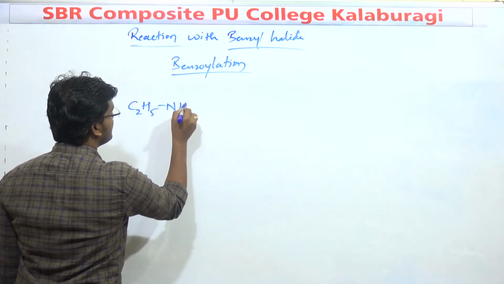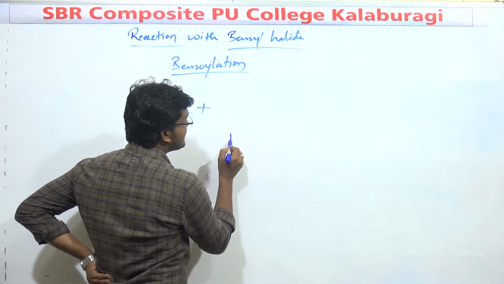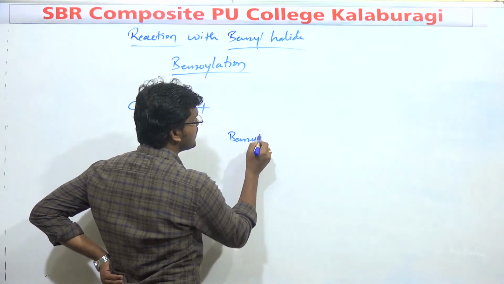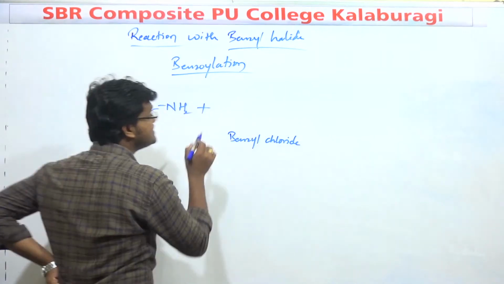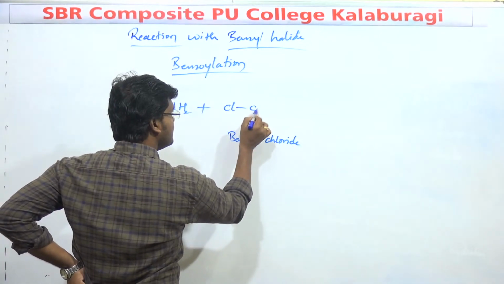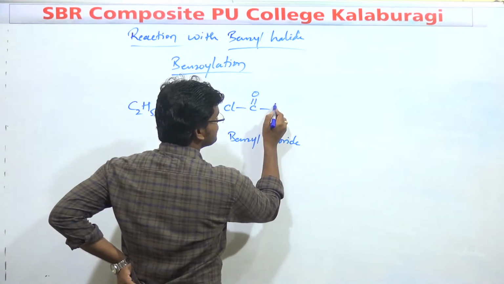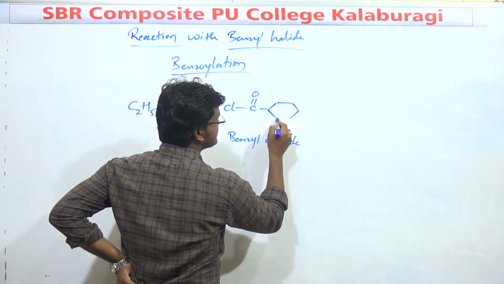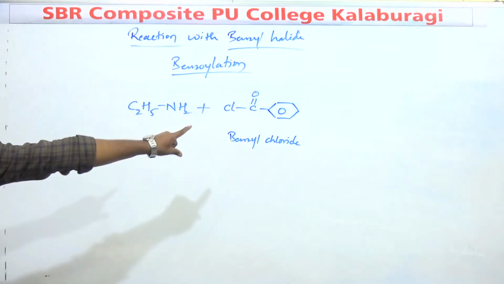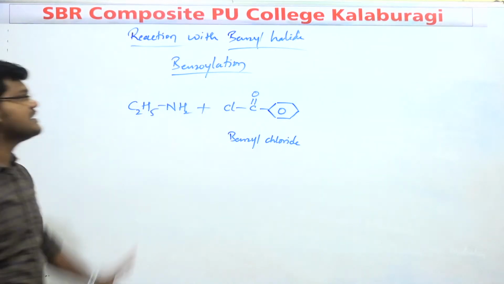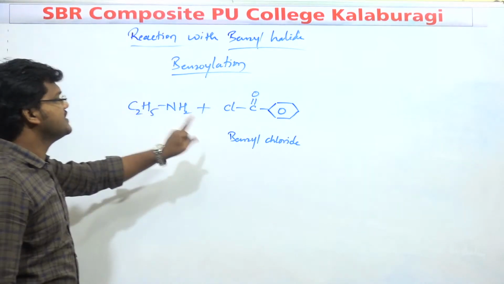I am having C2H5 and NH2. I will add benzyl chloride. Do you know benzyl chloride? Earlier I wrote acetyl chloride. Now benzyl chloride means there will be a chlorine, there will be a CO group, and this time it is attached to a benzene group. Benzene COCl is nothing but benzyl chloride. C6H5COCl you can say.